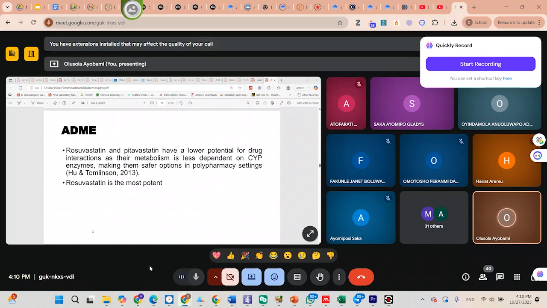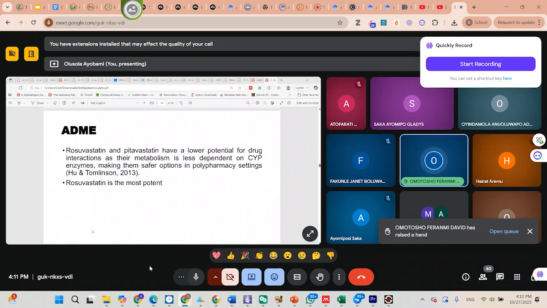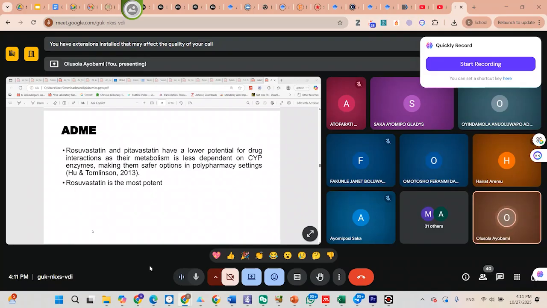What is polypharmacy? Any volunteer? Omotosho, yes. It's like when a patient has a chronic condition and there are multiple medications at the same time. Okay, yes. Usually, polypharmacy is a common thing for elderly people. They give them statin, give them antihypertensive, give them beta blocker, give them this one. So rosuvastatin can be good for polypharmacy.